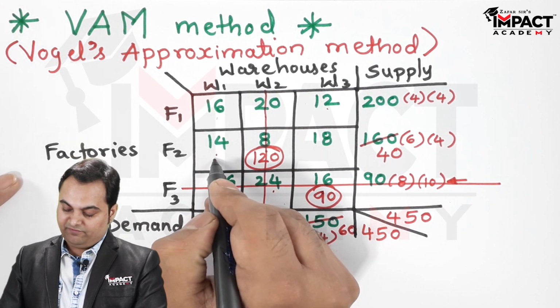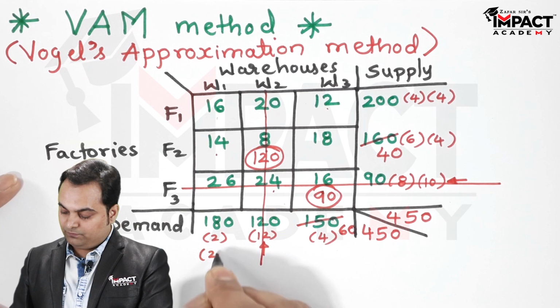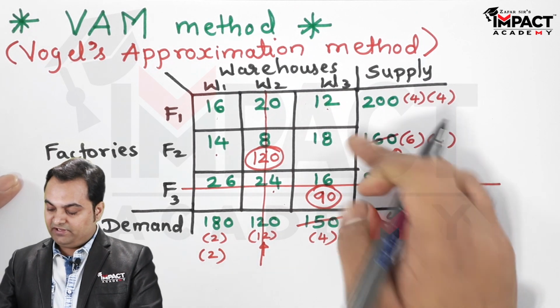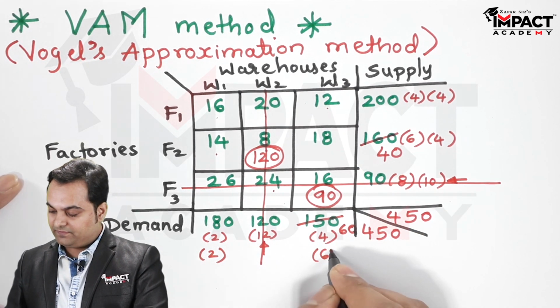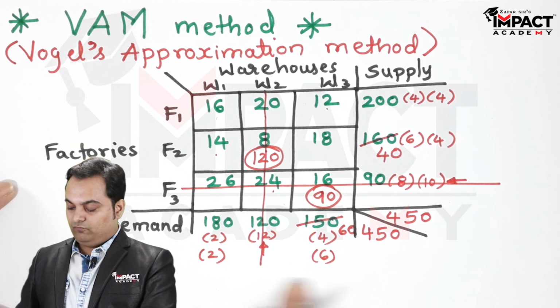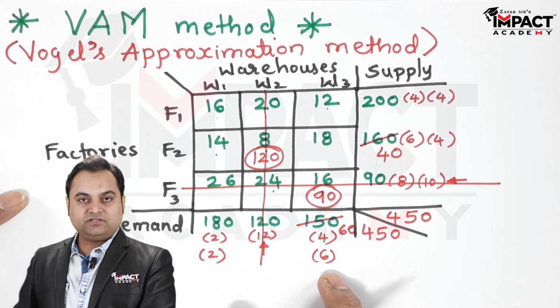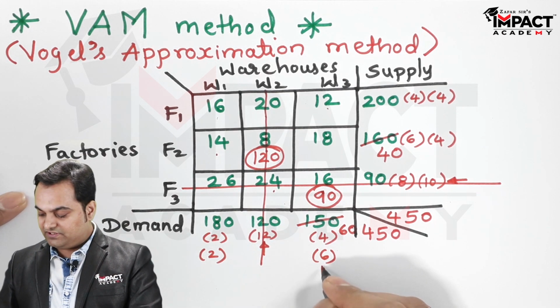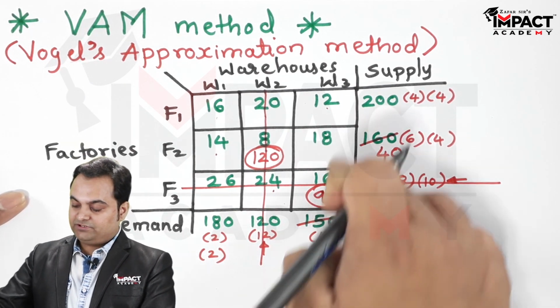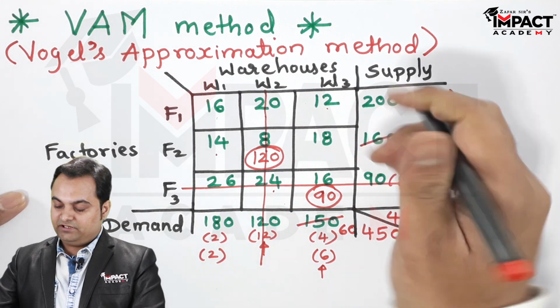So for the first one we have 14 and 16, the difference is 2. Then we have 12 and 18. The difference is 6. So now what are the differences remaining? Here we have 4, 4, 2 and 6. So select the maximum difference, which is 6, pointing towards this column, and from this select the least value.